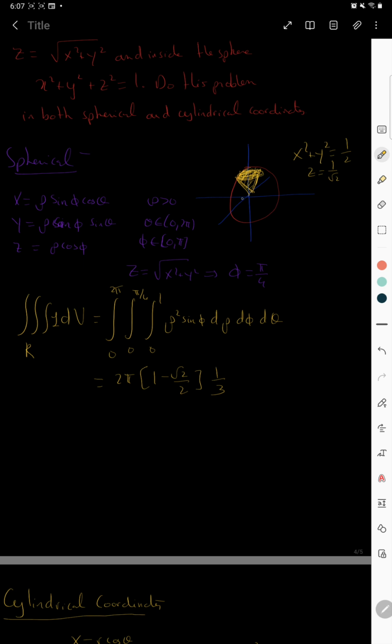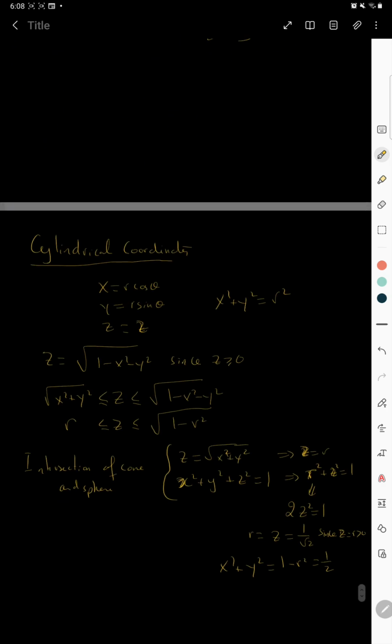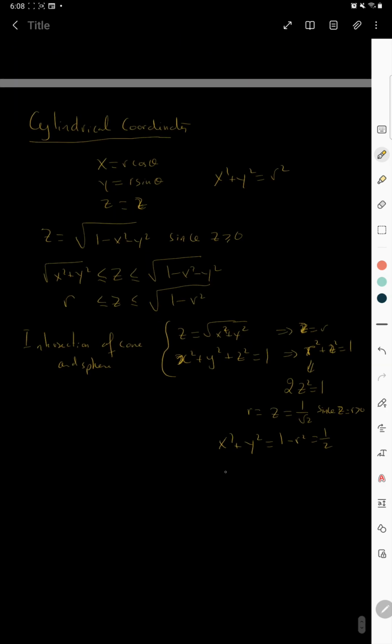Now, I project the circle onto the xy plane and I consider the interior. In fact, this is the region where the sphere is higher than the cone. And I get that I have to integrate over the disk of radius 1 over root 2 in the xy plane. So really r will go from 0 to 1 over root 2. You know, in the xy plane, this is x squared plus y squared is less or equal to 1/2. And theta will go from 0 to 2 pi.